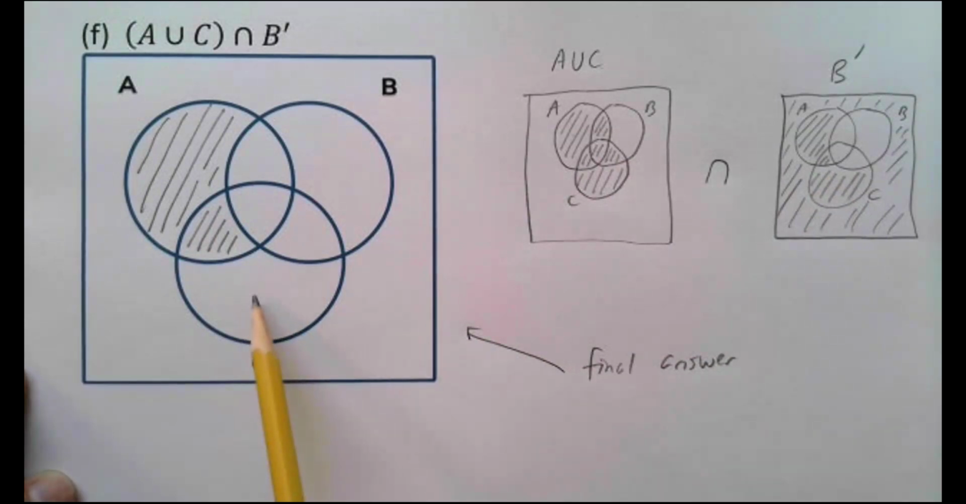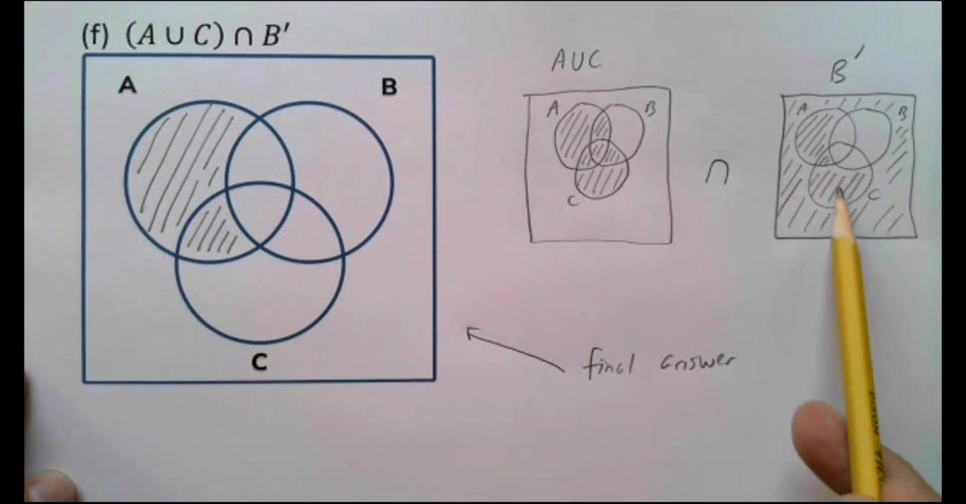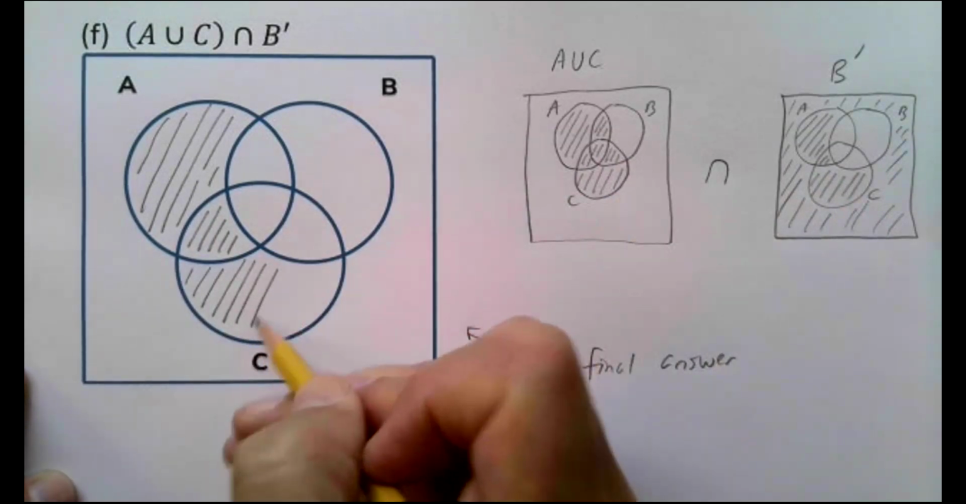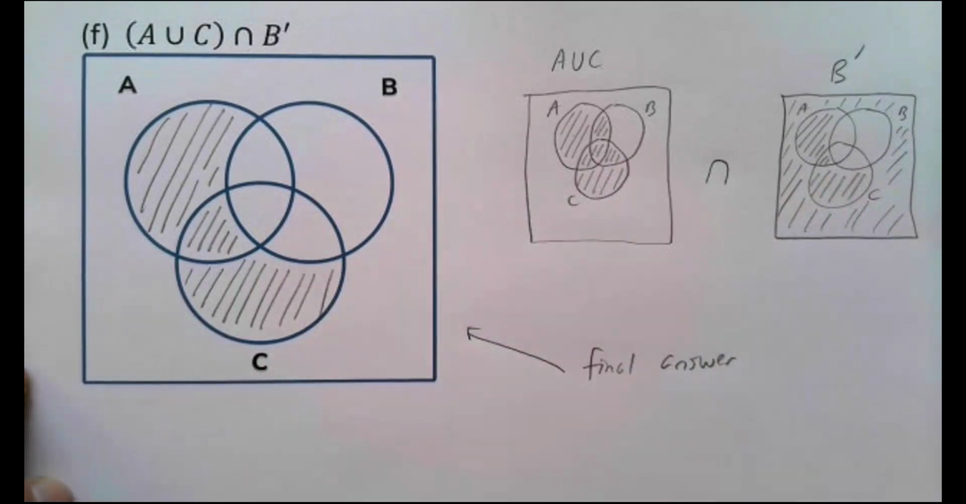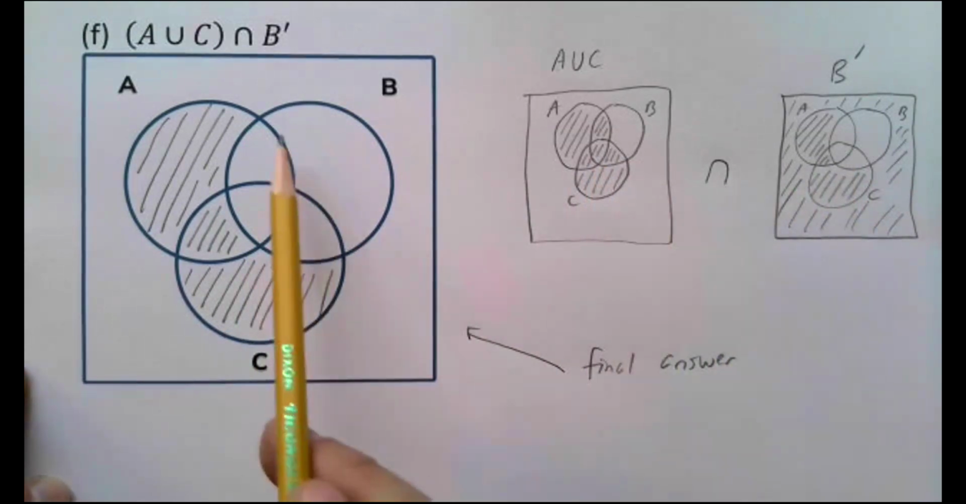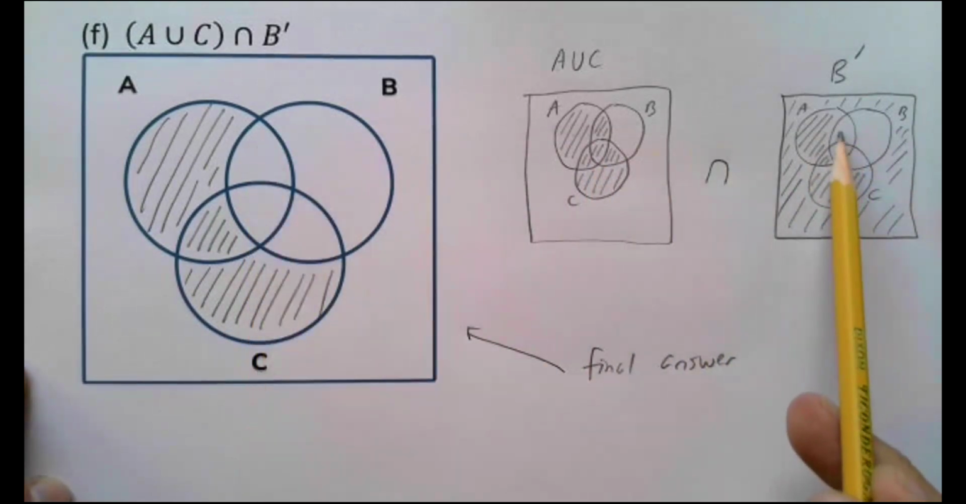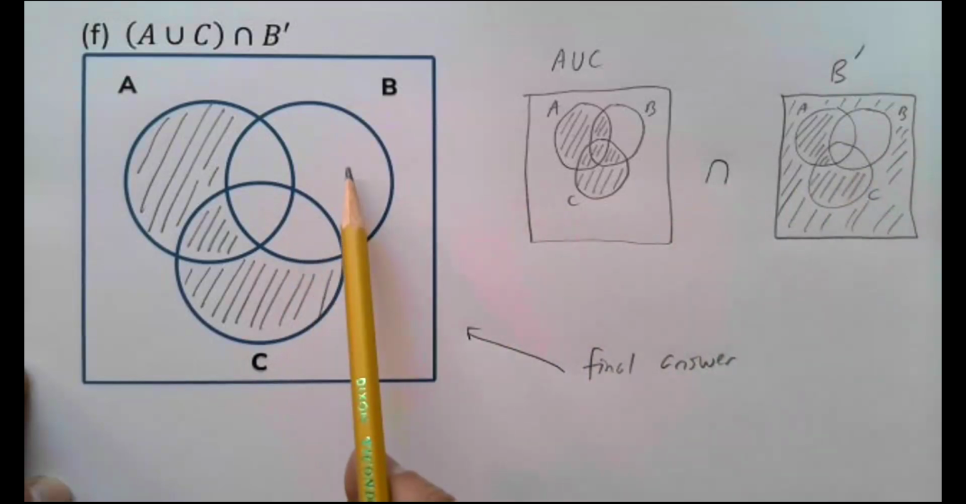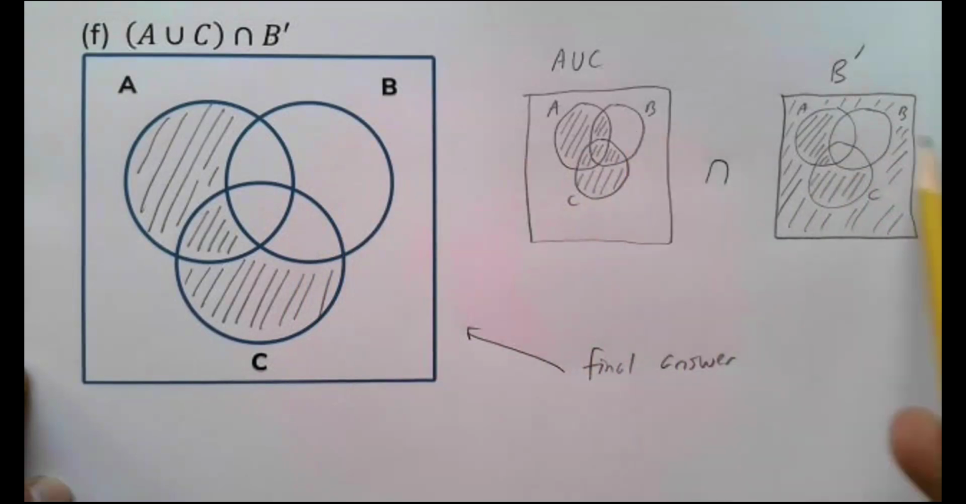What about that bottom part of C down here? That is shaded here, and it is also shaded here. That does get into the final answer. The middle part does not, because although it's shaded here, it's not shaded here. This means where they overlap each other. That top part is not. This part is not. This part is not shaded in either one.